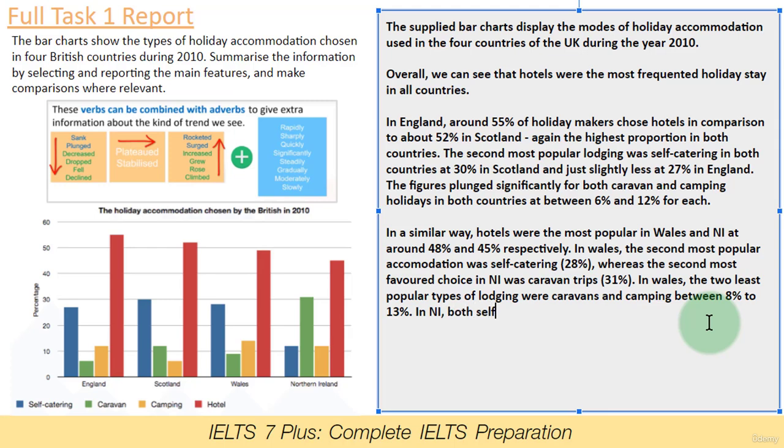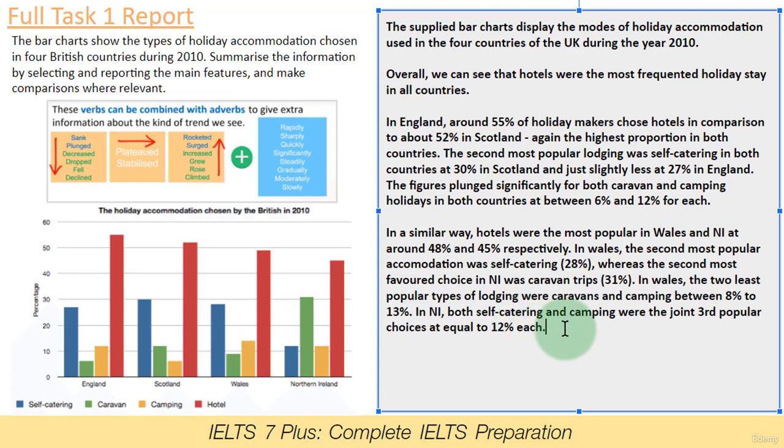both self-catering, and here I can see they're the same amount, so I'll mention this. Both self-catering and camping were, let's say, the joint third popular choices at equal 12%. Let's just rewrite this a little bit. In Northern Ireland, both self-catering and camping were the joint third popular choices at equal to 12% each.